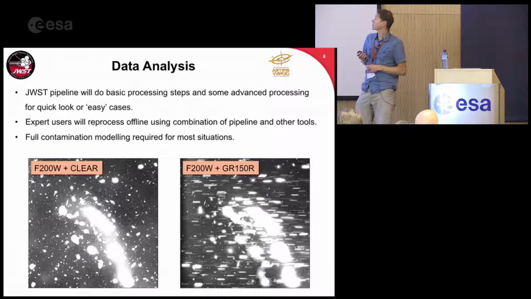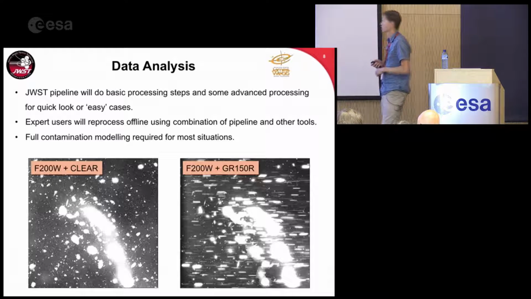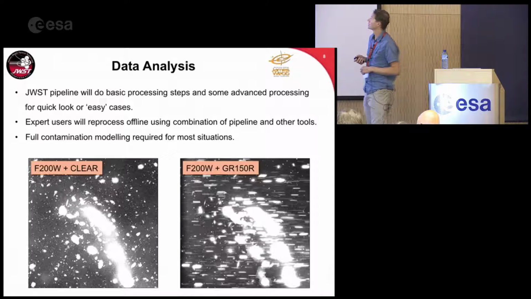So for the data analysis, obviously we have a data pipeline, which we're going to hear more about tomorrow, and that's going to do a lot of the data reduction for JWST data. And certainly, we're working hard to get as much as possible of the kind of data reduction you need to do for this mode into the pipeline, so that the same steps will be able to be carried out for all the users.